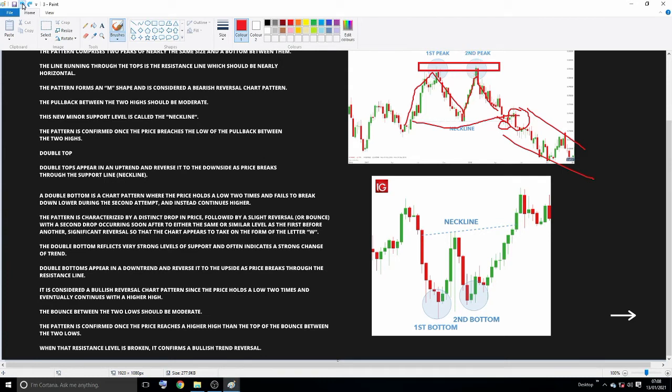A double bottom chart pattern. So about that, a double bottom chart is a pattern where the price holds a low 2 times and fails to break. So a double bottom is basically the opposite of a double top. We also have a neckline, and if that neckline is broken, we start looking for trading opportunities.